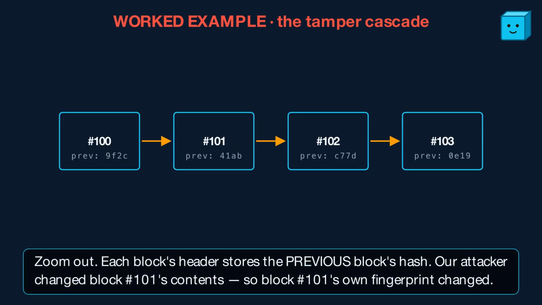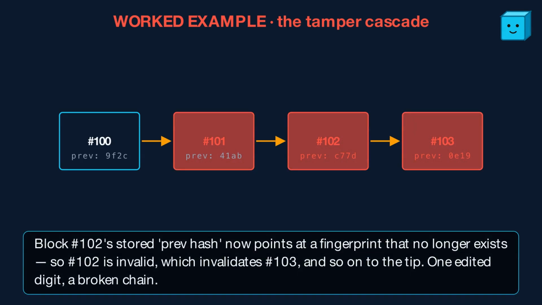Zoom out. Each block's header stores the previous block's hash. Our attacker changed block number 101's contents, so block number 101's own fingerprint changed. Block number 102's stored prev hash now points at a fingerprint that no longer exists, so number 102 is invalid, which invalidates number 103, and so on to the tip. 1 edited digit, a broken chain.